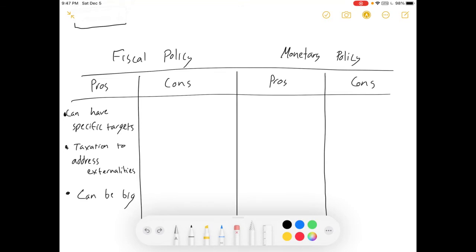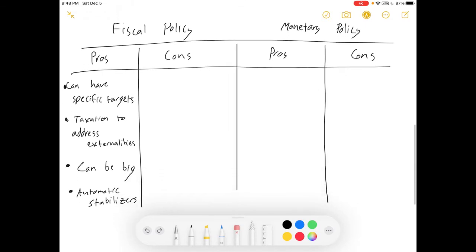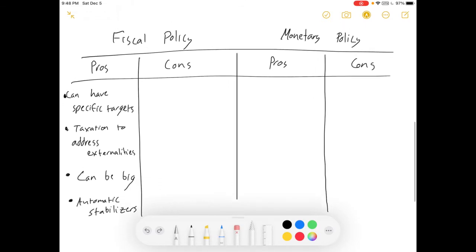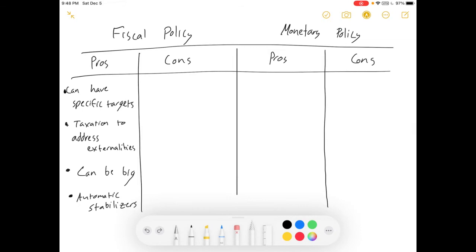Another thing about fiscal policy is it can be big. The CARES Act in 2020, the COVID-19 stimulus package, $2 trillion, all spent at once. Fiscal policy has the capacity to make big change all at once. Another pro is automatic stabilizers, a form of fiscal policy that go into effect no matter what people are doing.